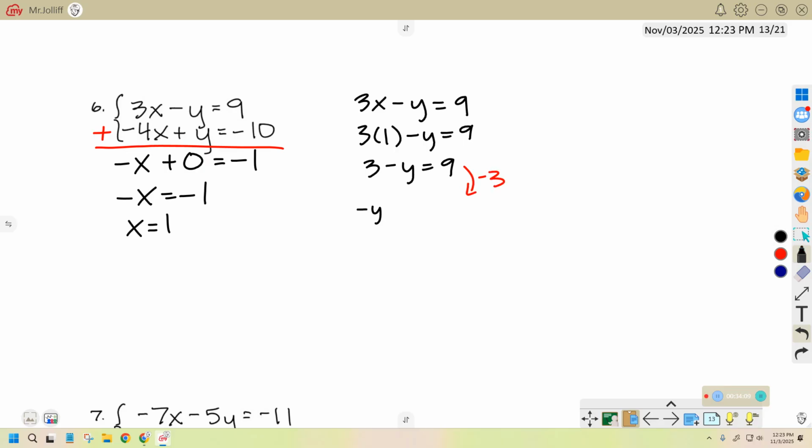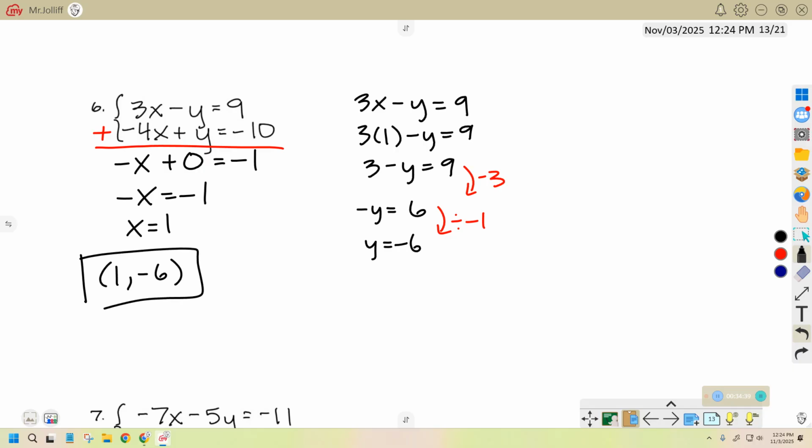I get negative y equals 6. I don't want negative y. I want positive y. Divide by negative 1. So y equals negative 6. Solution is 1 comma negative 6. Perfect.